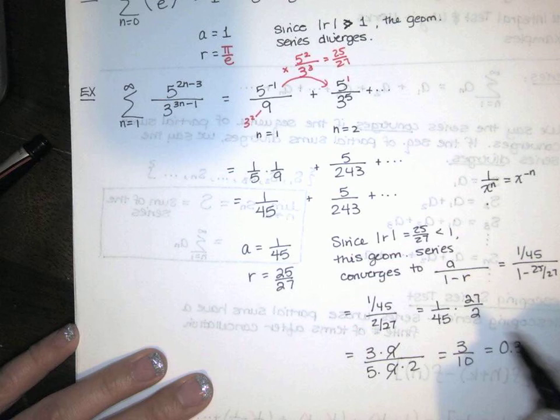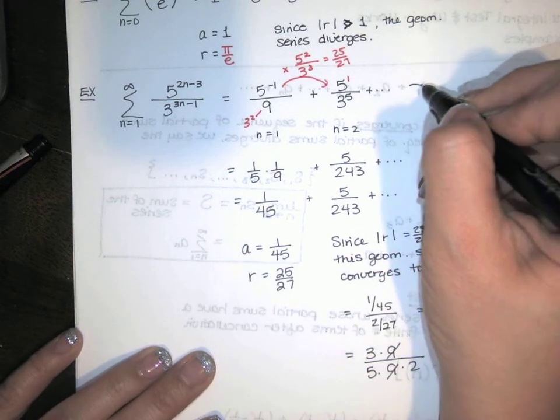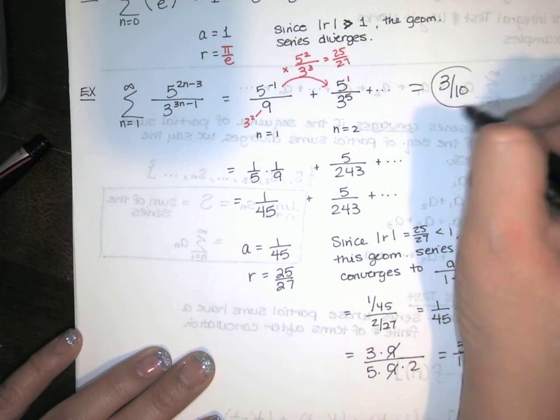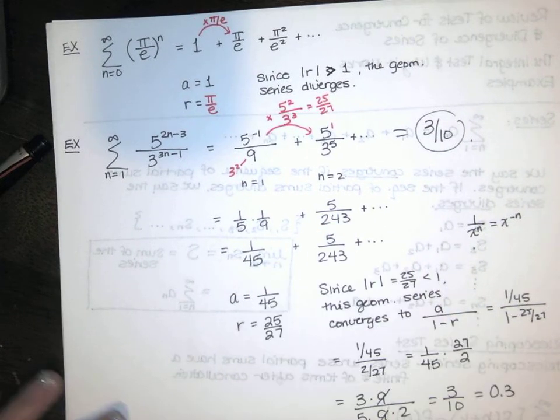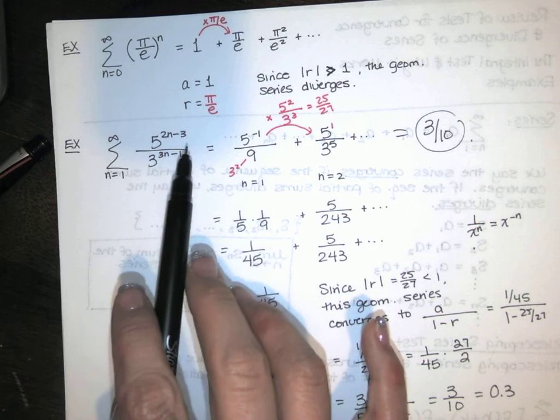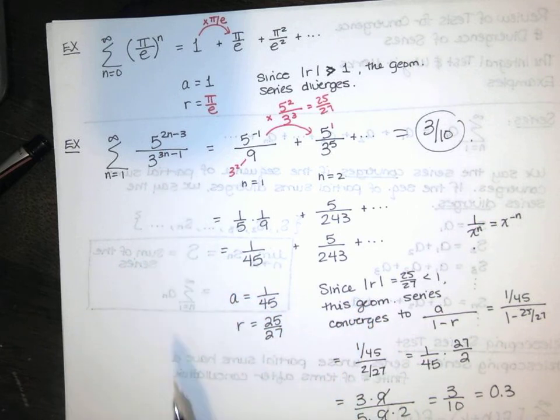So it turns out that this, even though it doesn't look like it, when you add up all of those terms, you get 3 over 10. That's the sum of the series. Okay, so that's how we evaluate geometric series. You could have also used exponent properties for this to rewrite this in a different way to identify a and r.